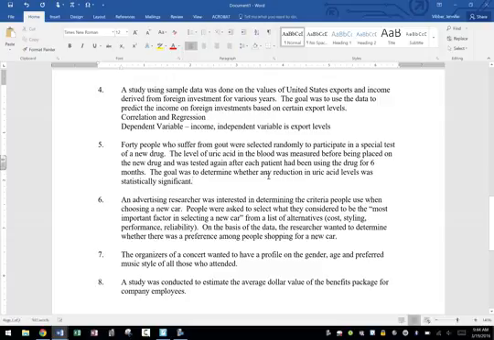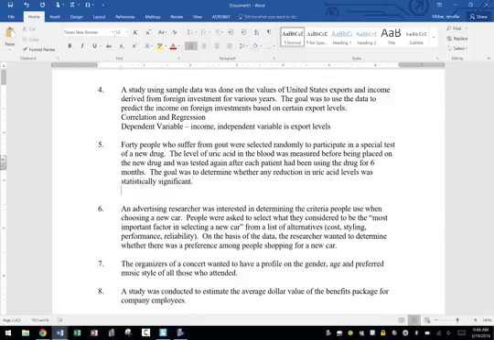40 people who suffer from gout were randomly selected to participate in a special test of a new drug. The level of uric acid was measured before and again after they've been using the drug for 6 months. The goal is to determine whether reduction in uric acid levels was statistically significant. So here we have a before and after. I'm asking the same group of people the same question twice. Now, again, I'm not really asking them, we're measuring their uric acid levels, but still, I'm using the same group twice. This is a before and after.